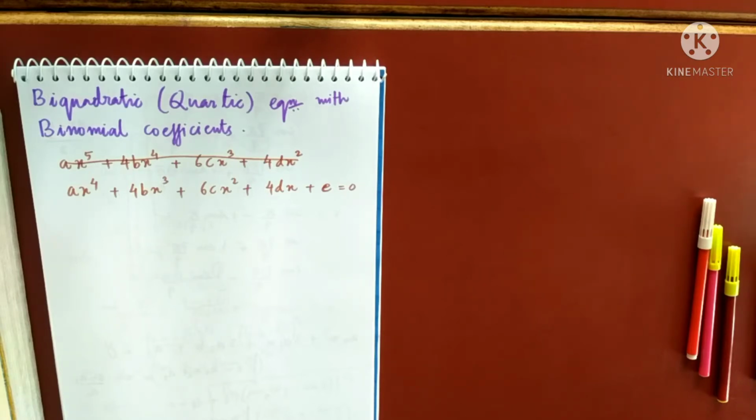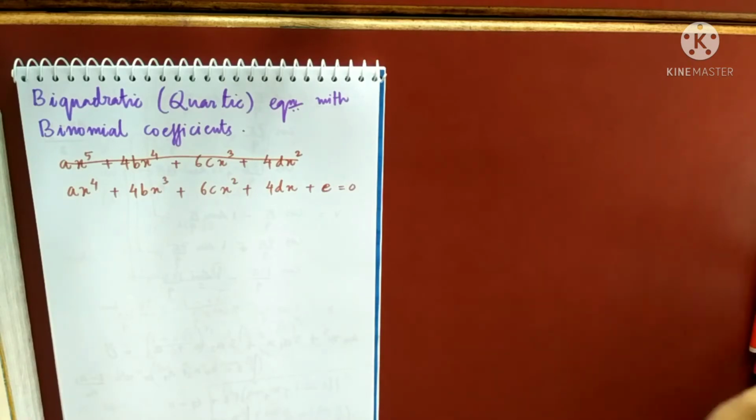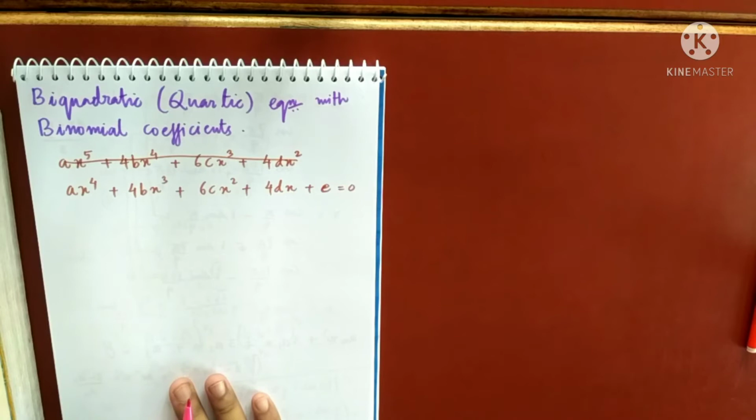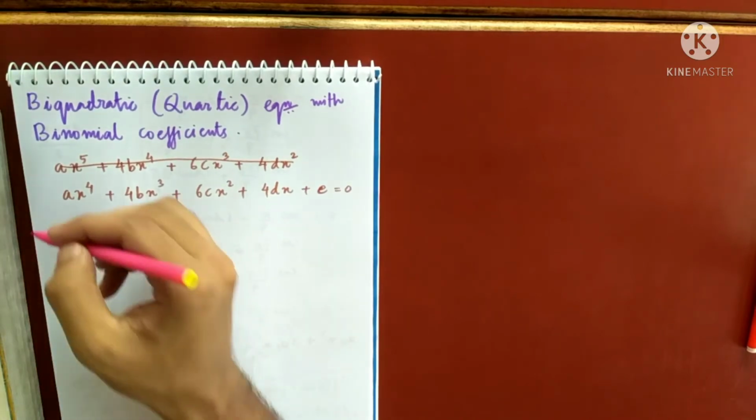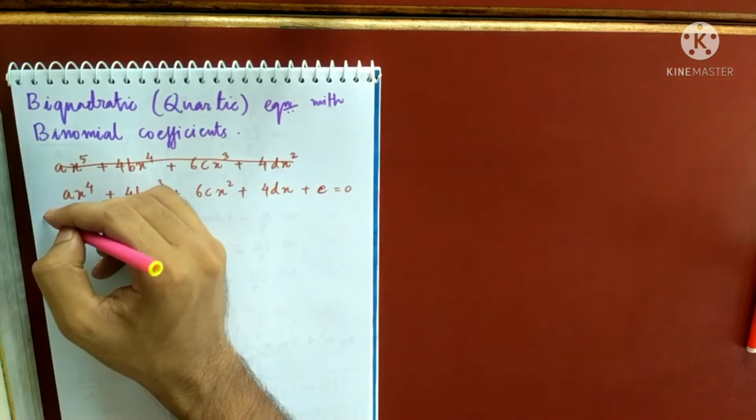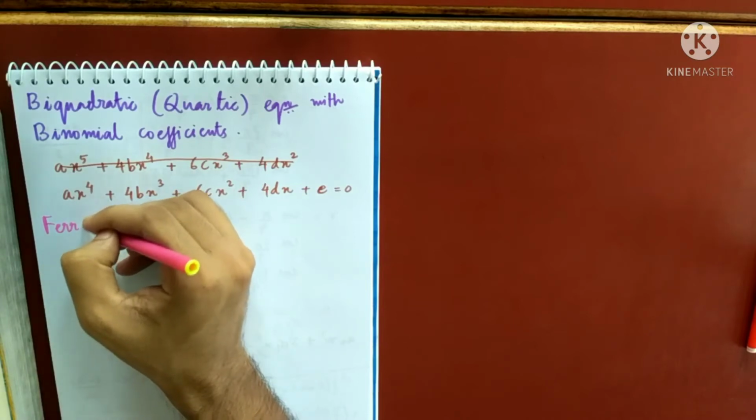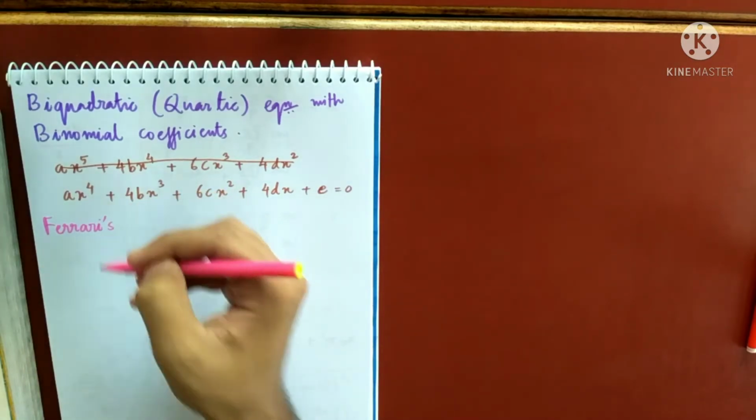Now we want to solve this equation. Just like we did for a general cubic, we have a similar method for solving this. The method is known as Ferrari's method. There are many other methods, Descartes method, Euler's method, but we'll be only doing the Ferrari's method. So we'll do Ferrari's method to solve it.